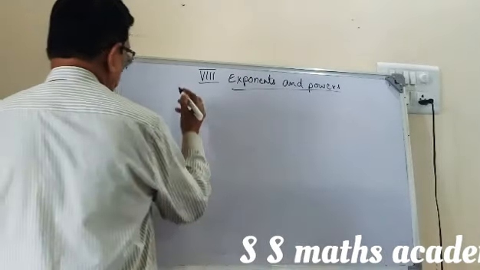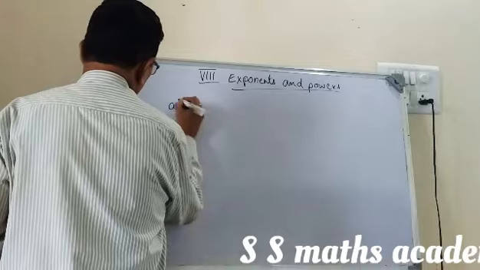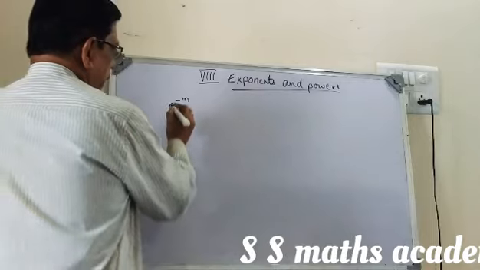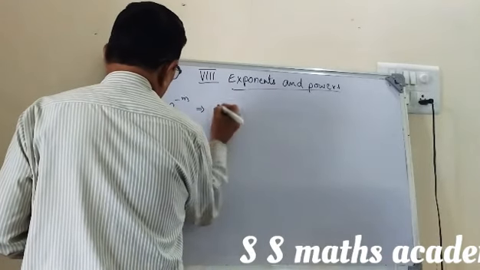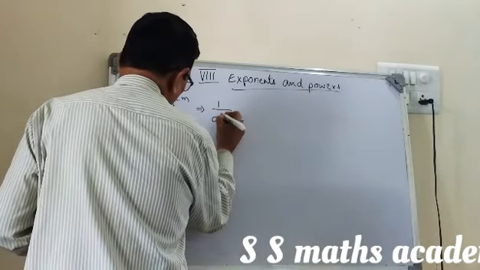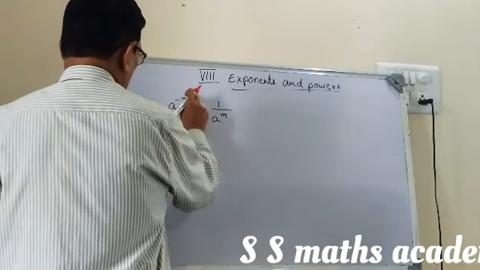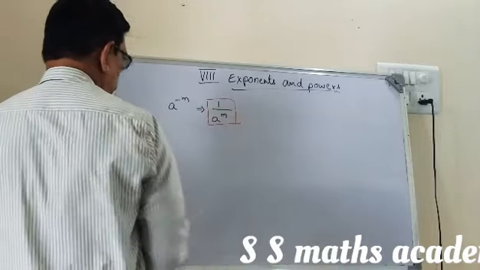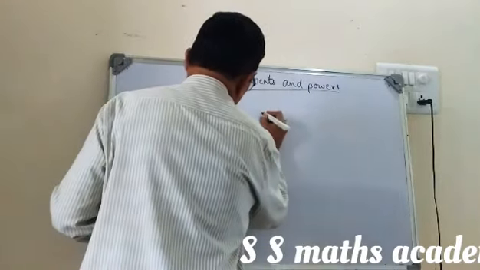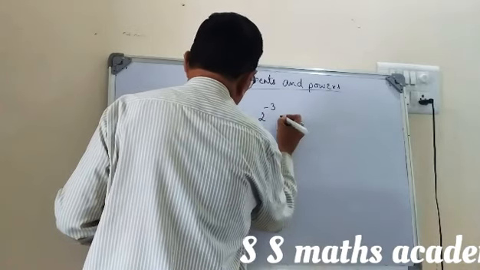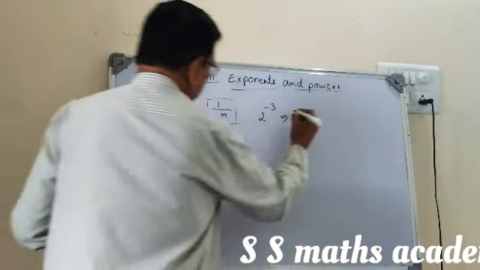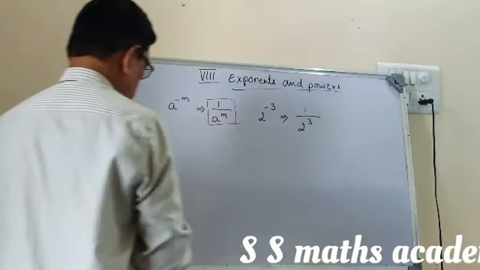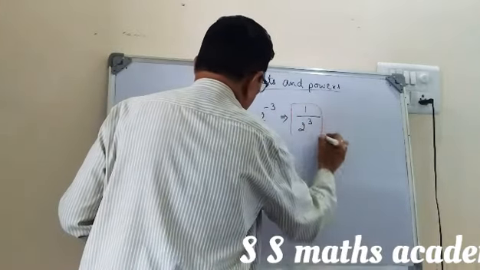Now, suppose if I say a to the power of minus m. A to the power of minus m we can write like this: 1 by a to the power of m. Remember all of it. A to the power of minus m means what? A to the power of minus m is equal to 1 by a to the power of m. Similarly, if I say 2 to the power of minus 3, you take out minus symbol, you write 1 by 2 to the power of 3. 1 by 2 to the power of 3.